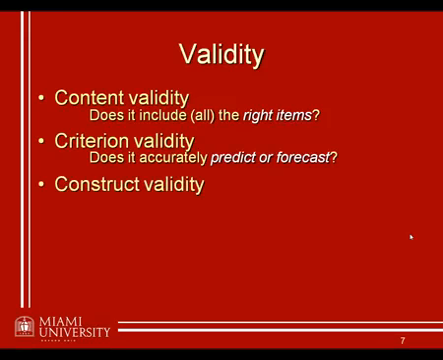Third is what we call construct validity. Now, construct validity is sort of a global or catch-all type of validity, and it simply says, is it measuring the correct construct? That is, if we're trying to measure something like intelligence, are we indeed measuring intelligence and not something else? For that reason, construct validity oftentimes is broken down into two different types of validity.